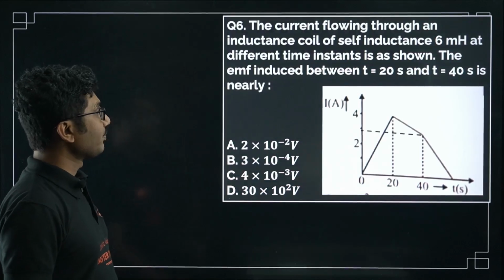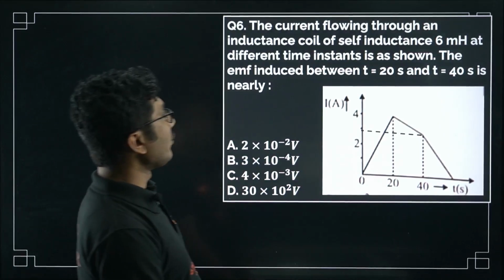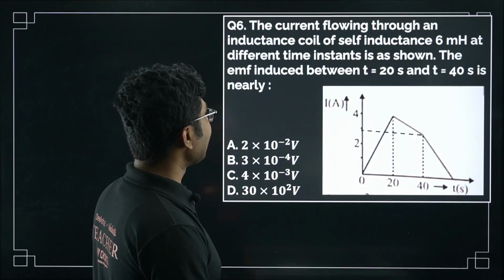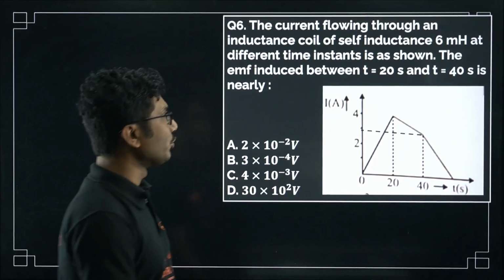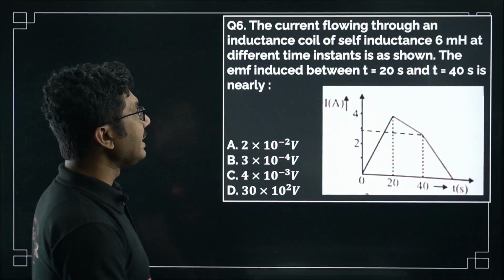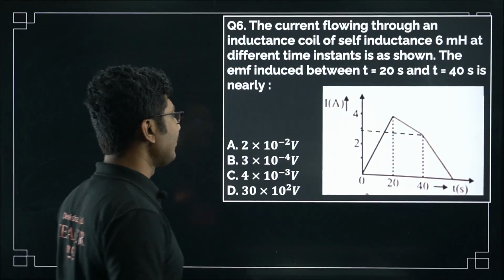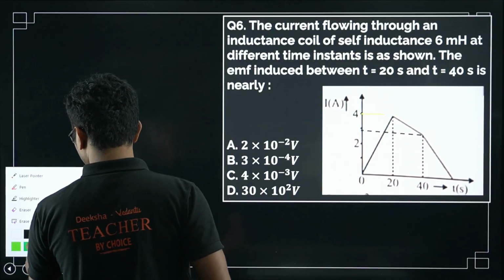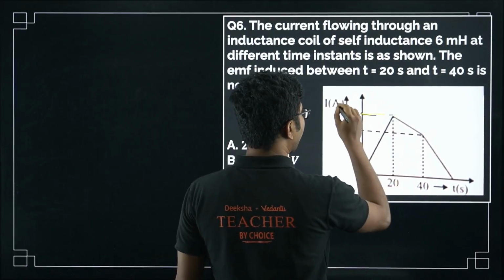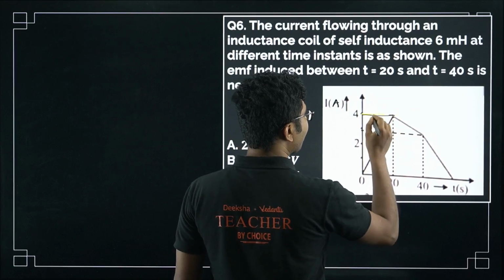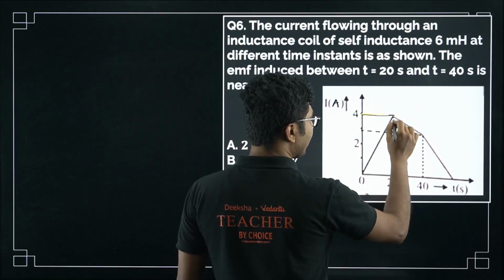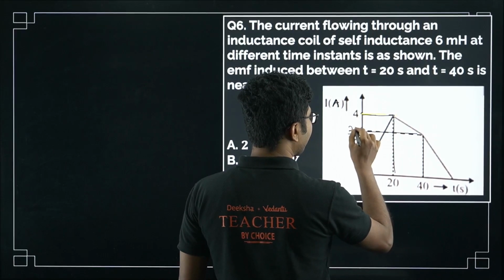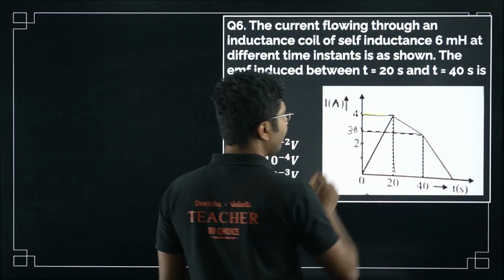Right now, next, this question: the current flowing through an inductance coil of self-inductance 6 millihenry at different time instances is as shown. The EMF induced between t equals 20 second and t equals 40 second. As you can see, at t equals 20 second, the current was 4 ampere. And at t equal to 40 second, it is 3 ampere. This is exactly between 2 and 4, so it is 3 ampere.